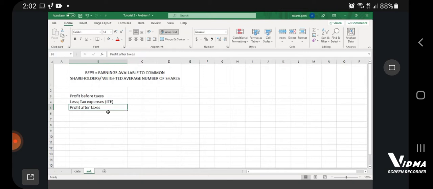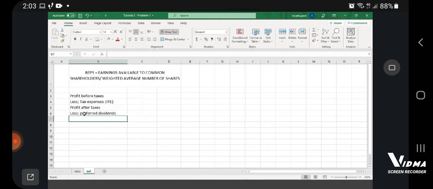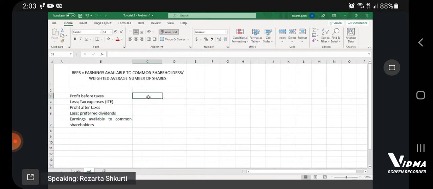So profit after taxes, and if we have preferred dividends, in this case we don't, but I'm just putting that there for a complete representation, those would be subtracted as well, because this is something that does not belong to the common shareholders. And therefore we have earnings available to common shareholders. Let's see how we can do this in the case of our example.